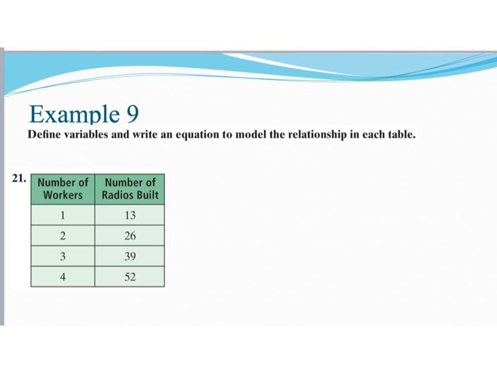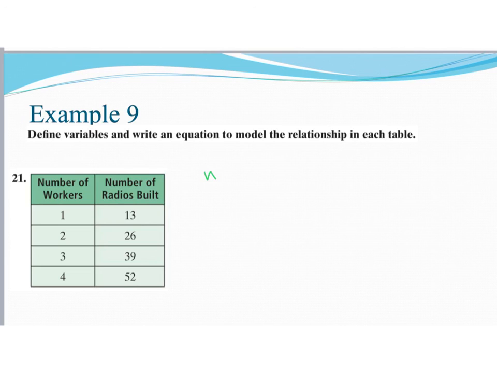Now for example 9, I would like you to pause the video and try to do this on your own before you see the answer. In this case, I see that I have the number of workers and I have the number of radios that are built. So I'm trying to figure out how many radios are built based upon the number of workers I have working. So I'm going to define my variables.